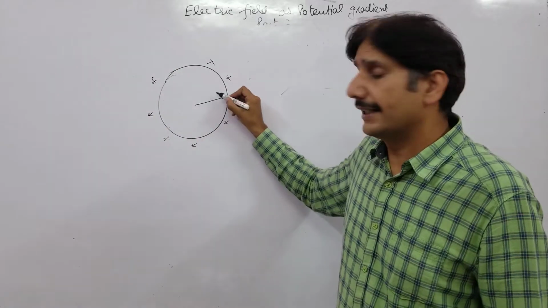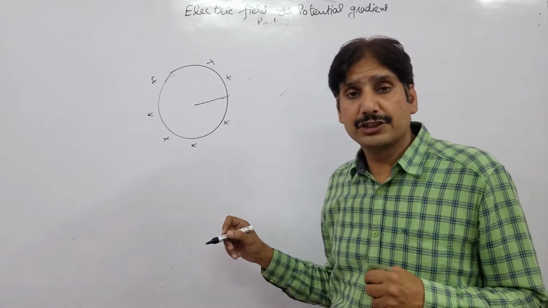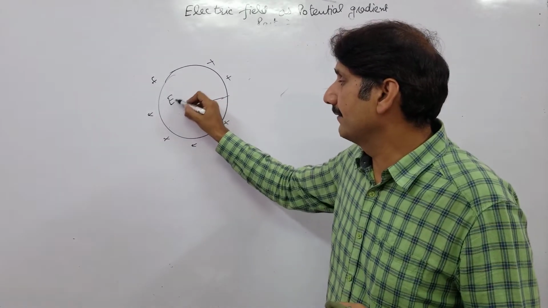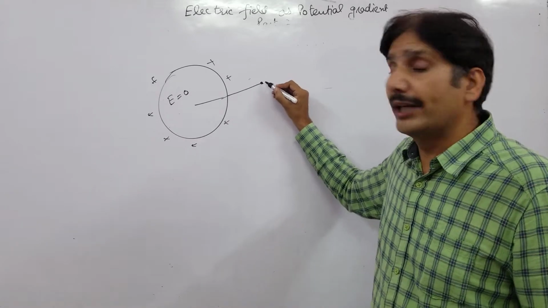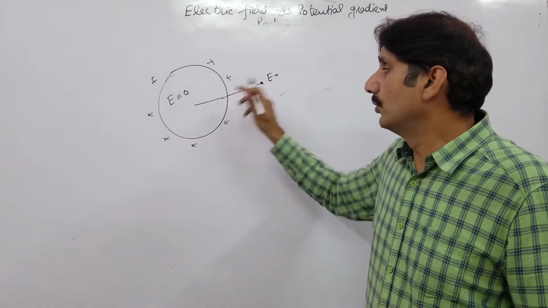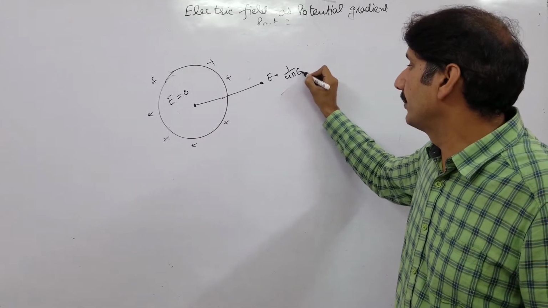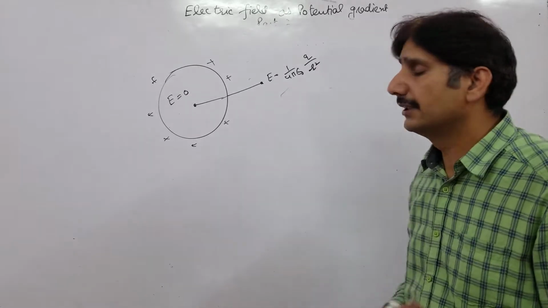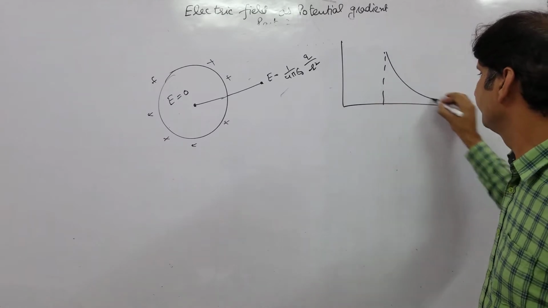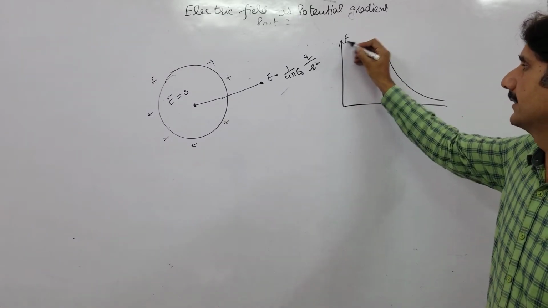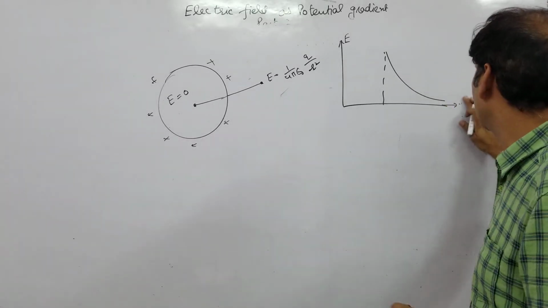And inside, we obtained during the lectures on applications of Gauss theorem that the electric field inside it is 0. And outside, at some point outside, it behaves as if the whole charge is concentrated at the center, and the expression is 1 by 4 pi epsilon naught q by r square. And a graphical representation was something like this. This was electric field versus the distance, you may call it x, you may call it r.